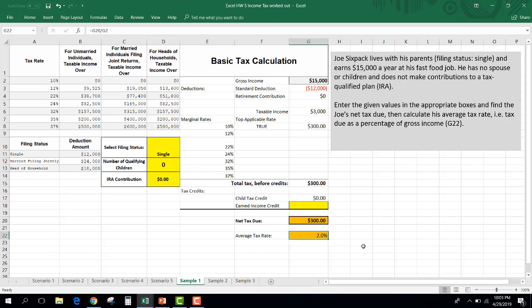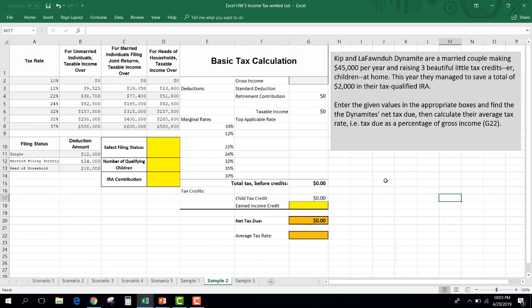That's progressivity for you, right? The bracket's 10%, but remember, most of his income is sheltered from tax through the standard deduction. And that's exactly what standard deductions are meant to do. They're meant to not have that income tax hit you until you make above a certain amount of money. Okay, so there's sample 1 with Joe Sixpack. Let's move on to sample 2.